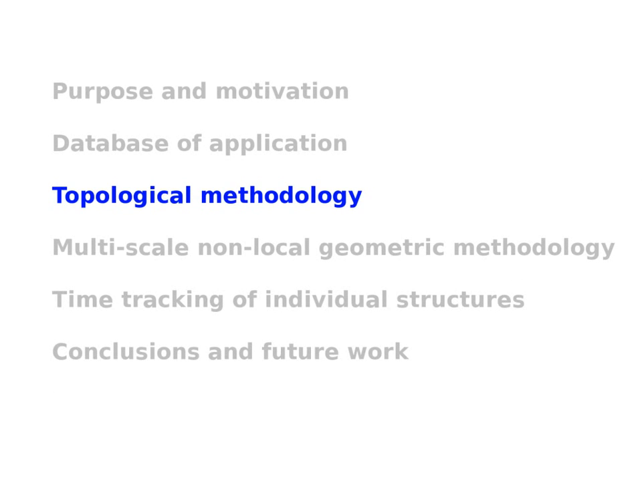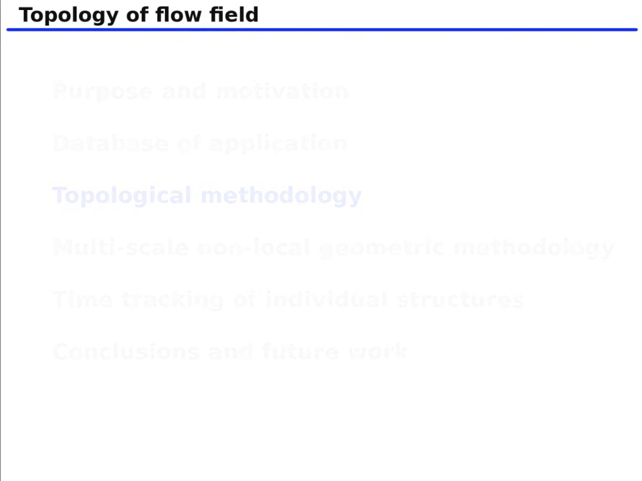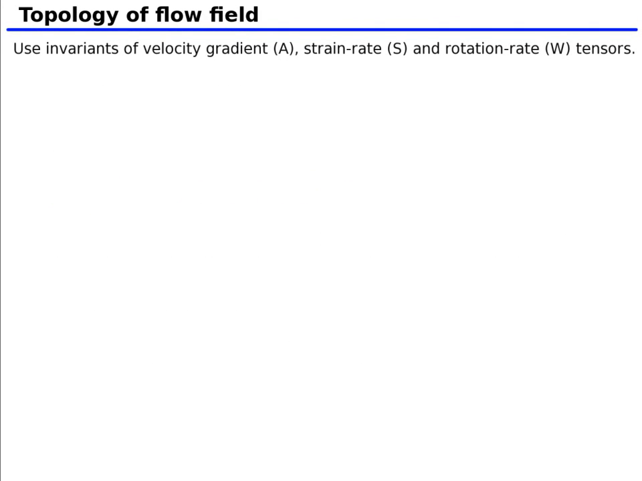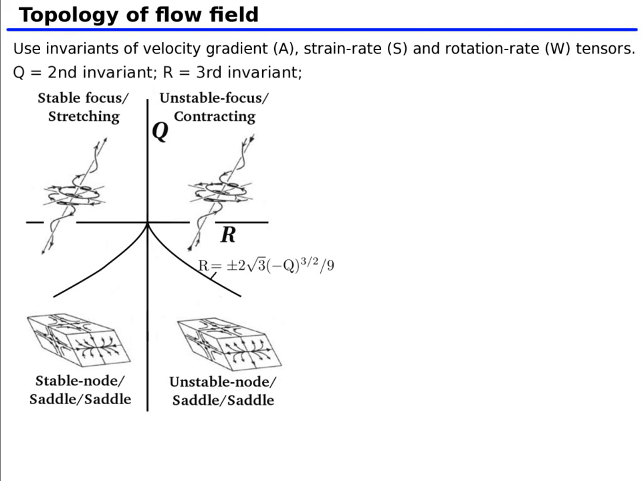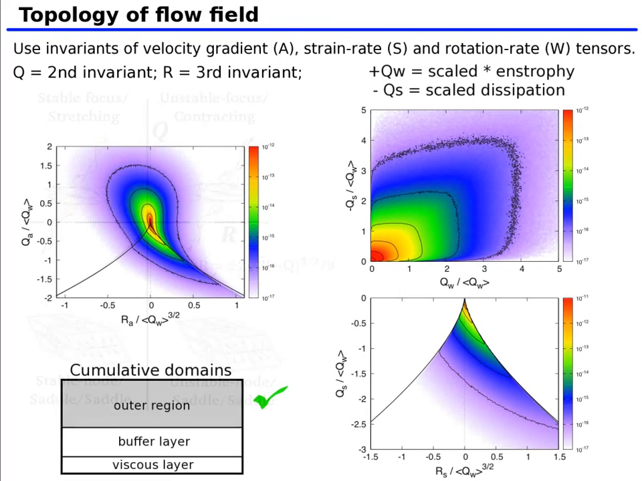In the incompressible flow, there exist four non-degenerate local topologies, which are distinguished by the position in the QR plane, where Q and R are the second and the third invariants of the velocity gradient tensor. The top left figure shows the joint PDF of QR for the outer layer. It exhibits the teardrop shape typical to all turbulent flows studied to date, which is also found not to change throughout the whole boundary layer.